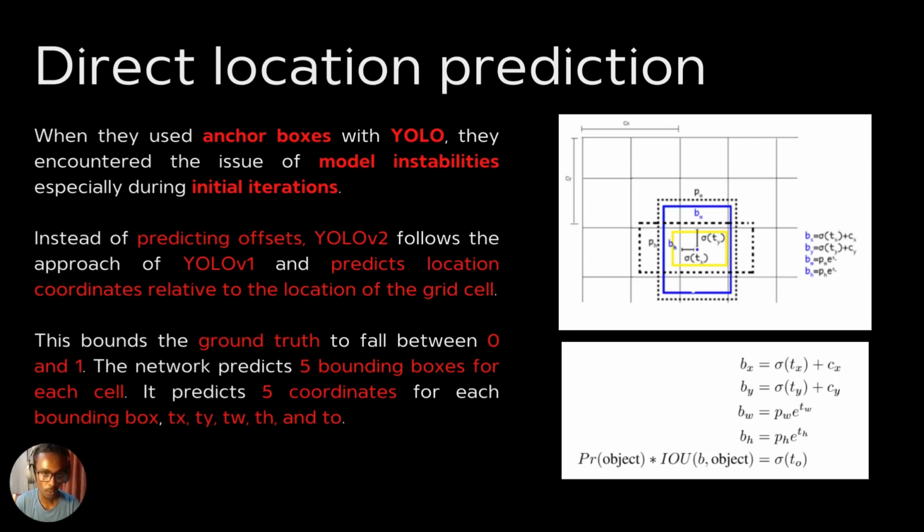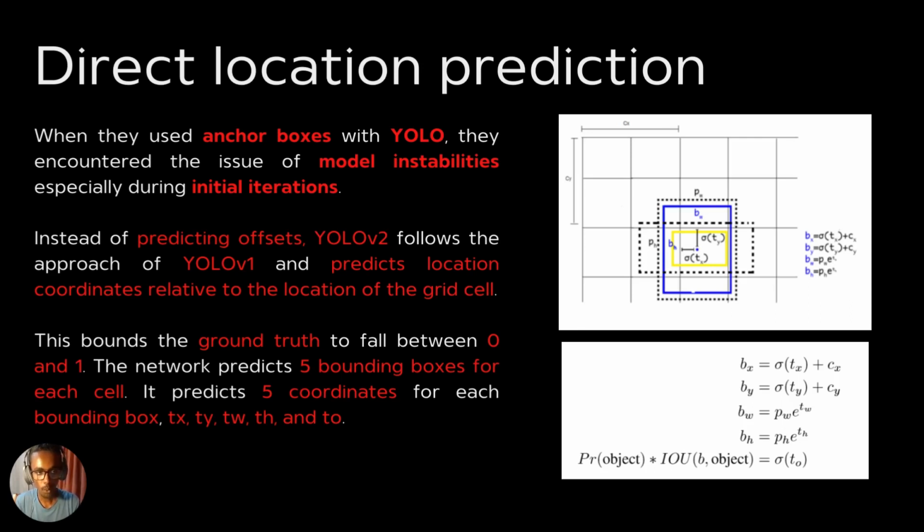This bounds the ground truths to fall between 0 and 1, and the network predicts 5 bounding boxes for each cell. In YOLO v1, we predicted 2 bounding boxes per cell, but in YOLO v2, we predict 5 bounding boxes, which are computed from those anchor boxes by adjusting them to better fit the predicted bounding box. So it predicts 5 coordinates for each bounding box.